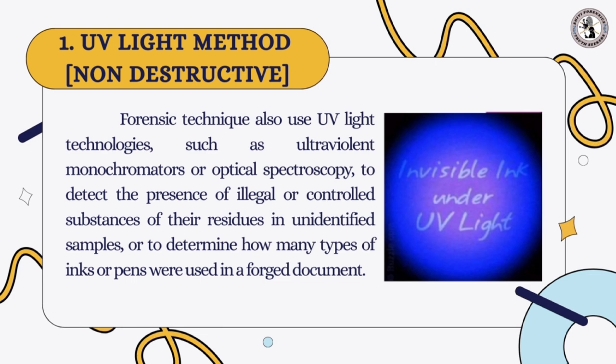Forensic techniques also use UV light techniques such as ultraviolet nano monochromator or optical spectroscopy to detect the presence of illegal or controlled substances or their residues in unidentified samples, or to determine how many types of inks or pens were used in a forged document.